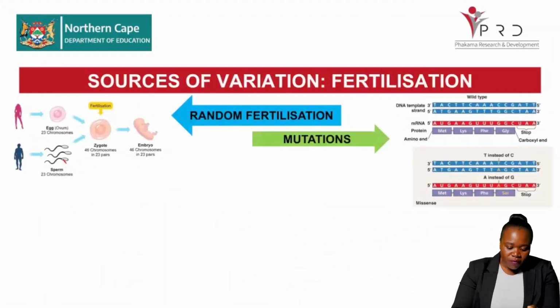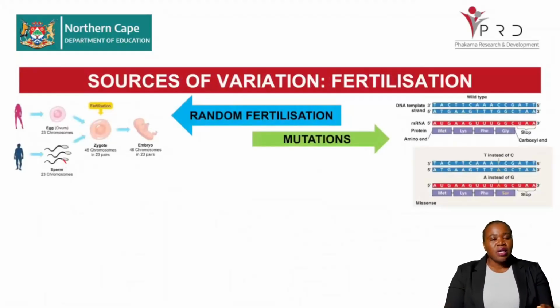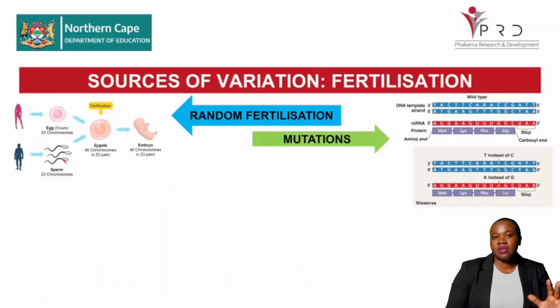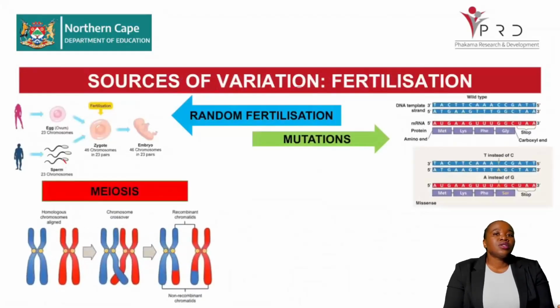So because of random fertilization, we can have genetic variation, and that will lead to survival. Okay, we also have mutations. As some mutations occur, we are going to have differences in the organisms of the same species. Those differences are what will now make these two organisms different, show genetic variation. Therefore, they are going to also react to the changes in the environmental conditions differently.